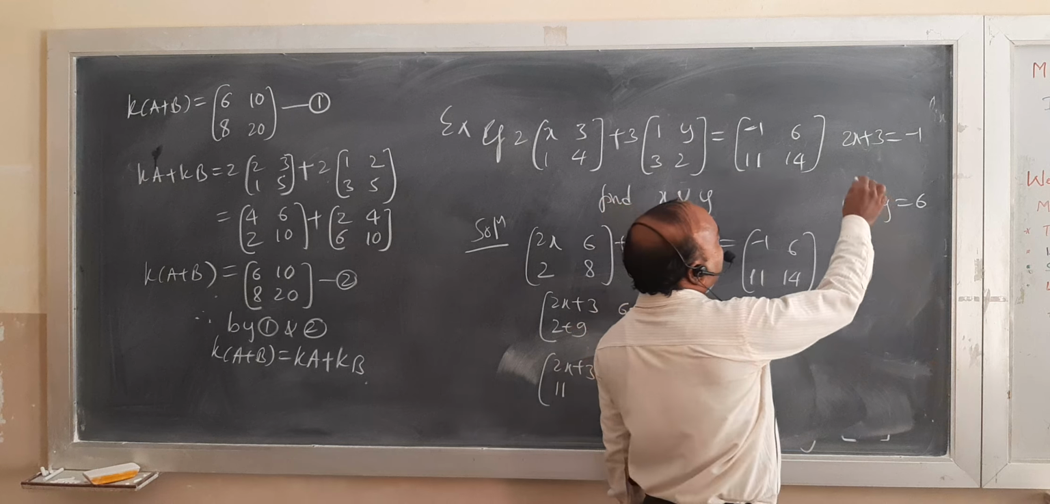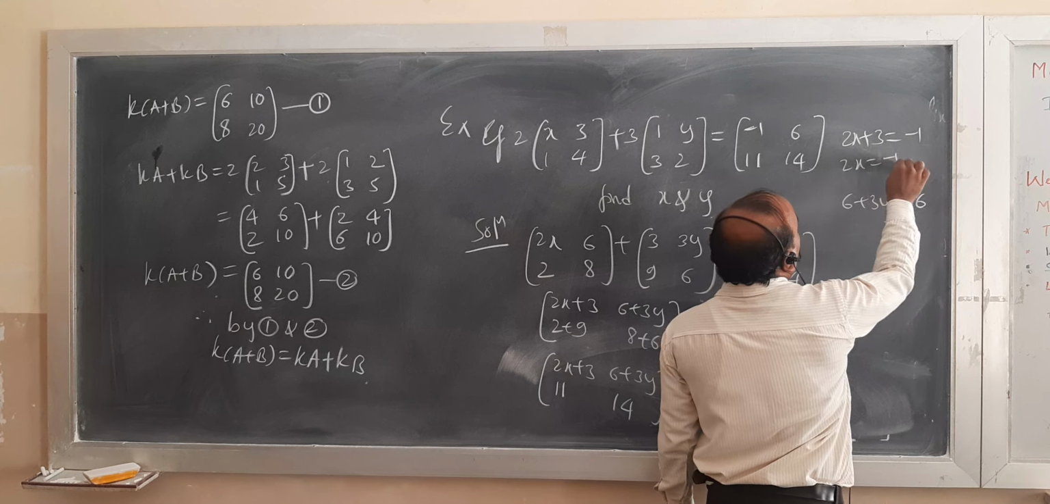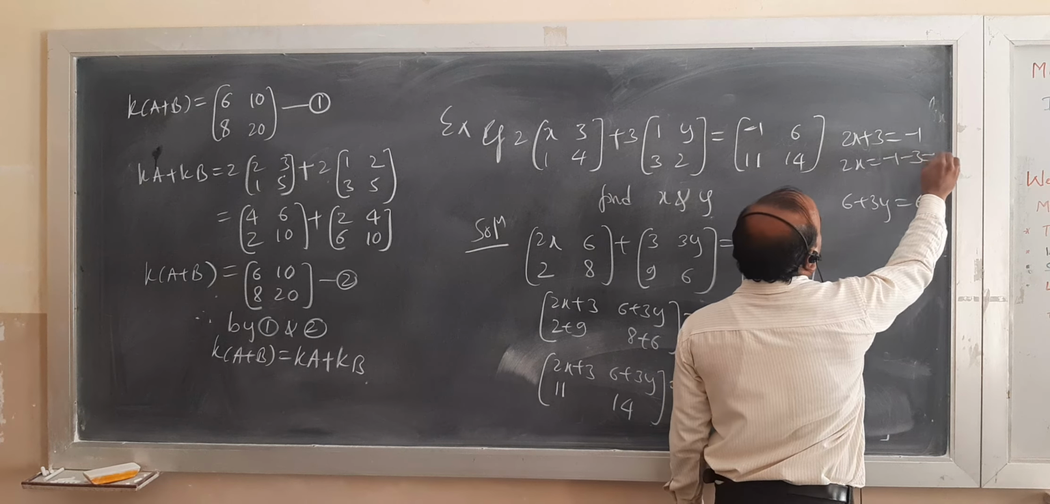Now we solve for them. 2x equals minus 1 minus 3, it is minus 4. Take that side, so x equals minus 4 by 2, it is minus 2. So that is the value of x. Similarly, 3y equals 6 minus 6, so 3y equals 0, or y equals 0 by 3. It is 0. Therefore, we get x equal to minus 2 and y equal to 0. These are the solutions of the given example by using the given condition.